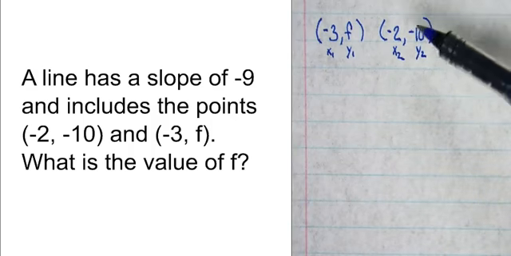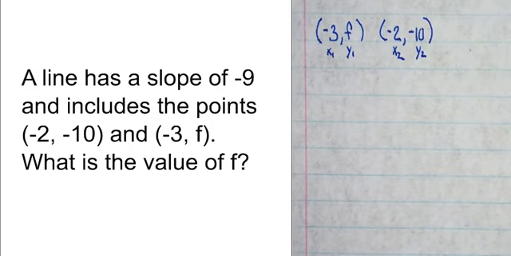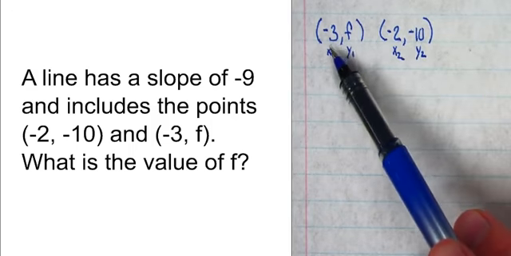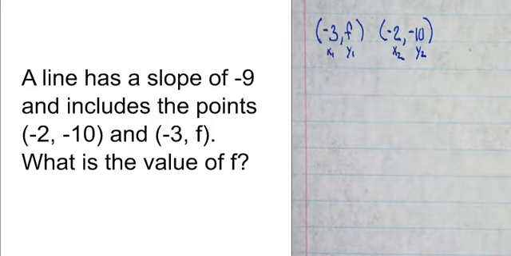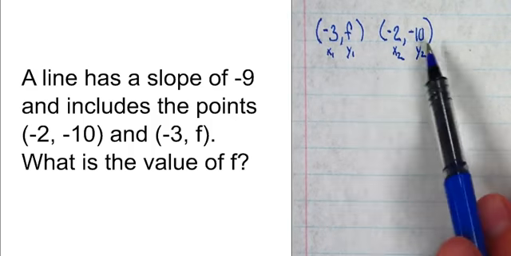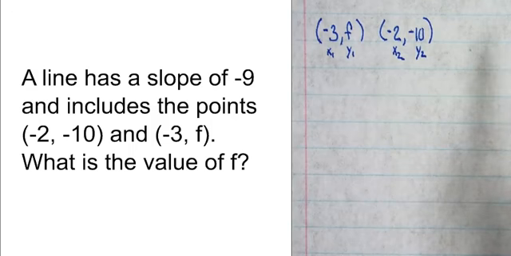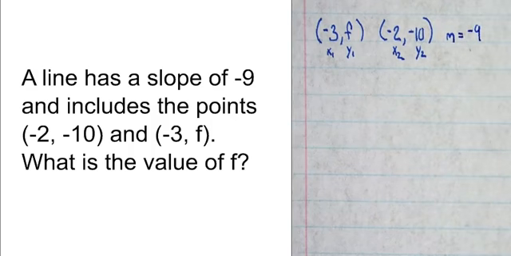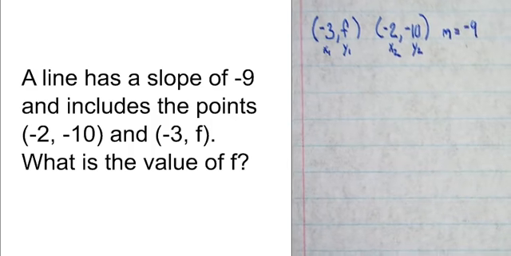You can work the problem without doing this. It will end up being the exact same answer. However, if I put my smaller x value first and label it as x1, things come out a little nicer. So I've just written down my points. I labeled them x1, y1, x2, and y2, but I actually have some extra information here. I know that the slope is -9.